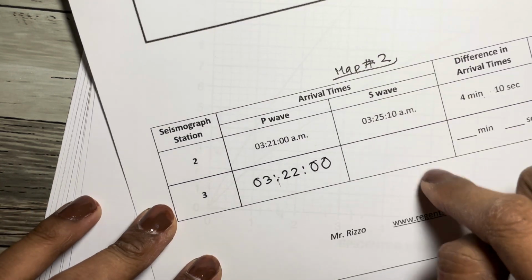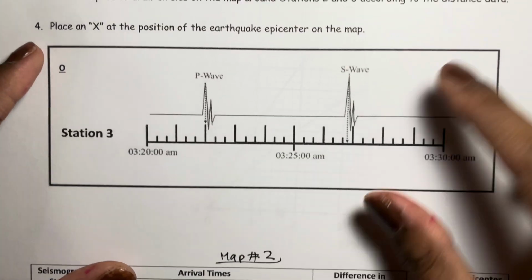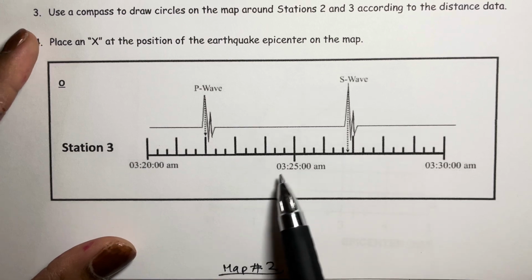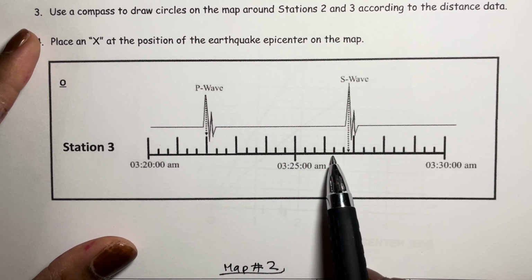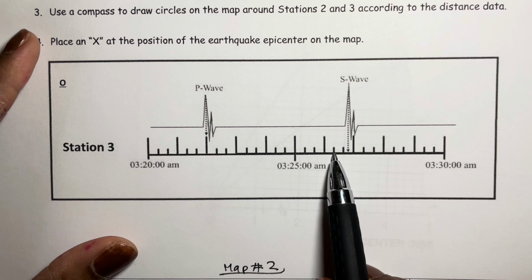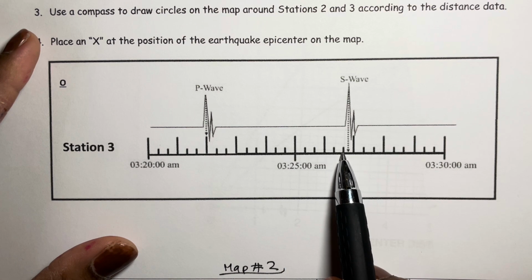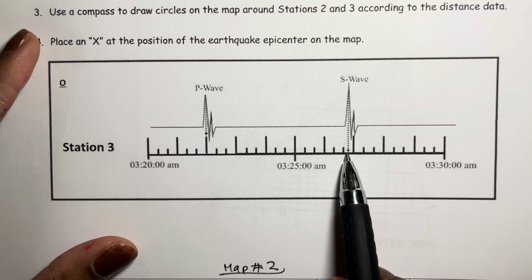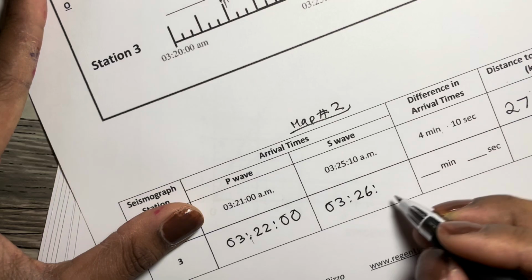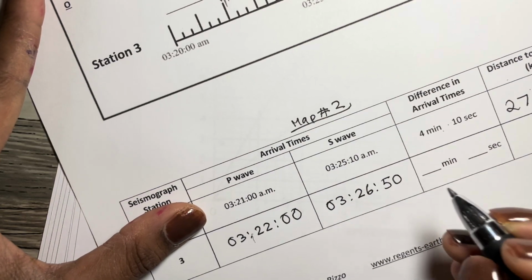Now to figure out when the S wave arrived, I'm going to go back to this picture right here, and this is where the S wave arrived. This is 3 hours 25 minutes, 3 hours 26 minutes, 3 hours 26 minutes and 20 seconds, 3 hours 26 minutes and 40 seconds. This must be 3 hours 26 minutes and 50 seconds.